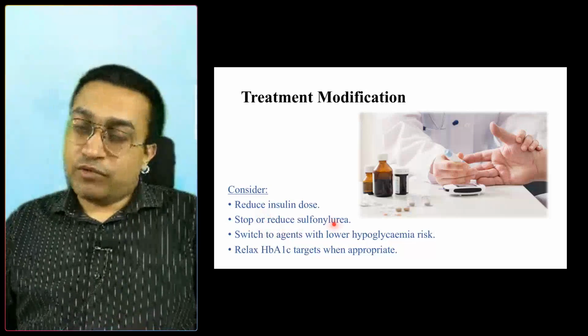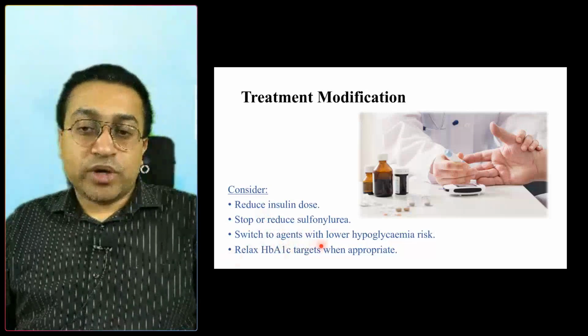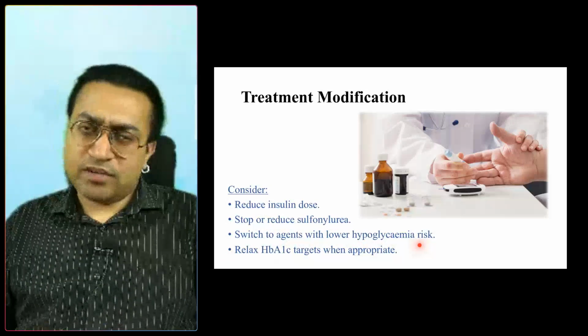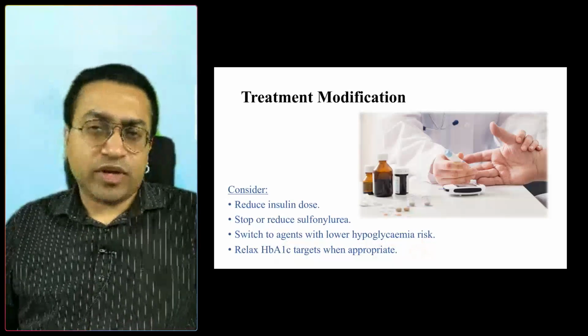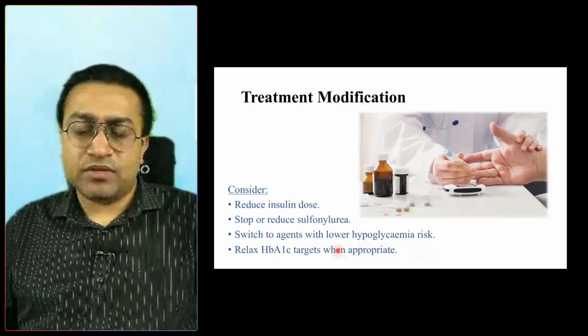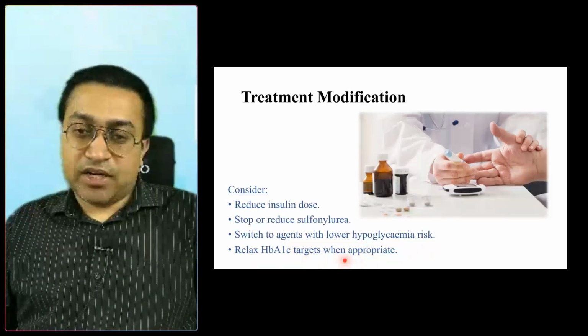Stop or reduce sulfonylureas, you have discussed that. Switch to agents with lower hypoglycemia risk, like metformin is completely safe, glargine is completely safe, no risk of hypoglycemia. I think most of us will agree with this. Relax the HbA1c targets when appropriate.